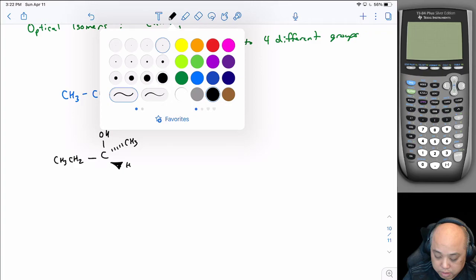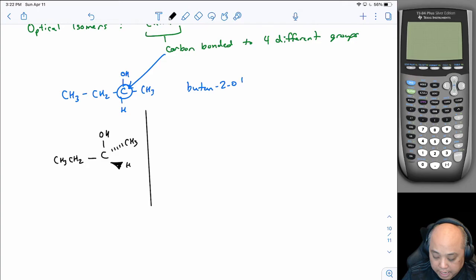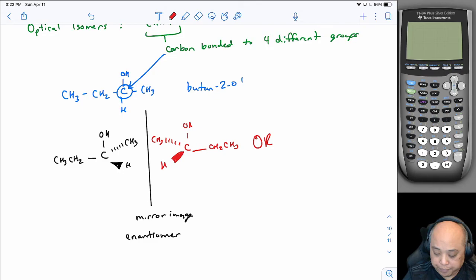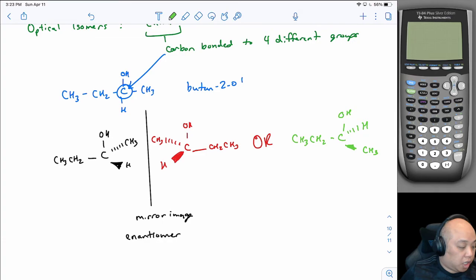Now, because it's chiral, it can have what we call a mirror image. And that is called an enantiomer. The enantiomer can be drawn one of two ways. You can either draw it literally as a mirror image, or if you want to keep it oriented the same way, just swap the two things on the wedge and dash. Just don't do both, because then it'll undo what you're doing. So either of those two in the red or green are the mirror image of the original butan-2-ol that I drew in black there.